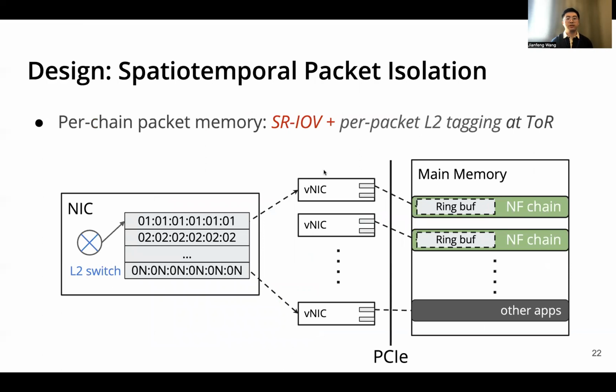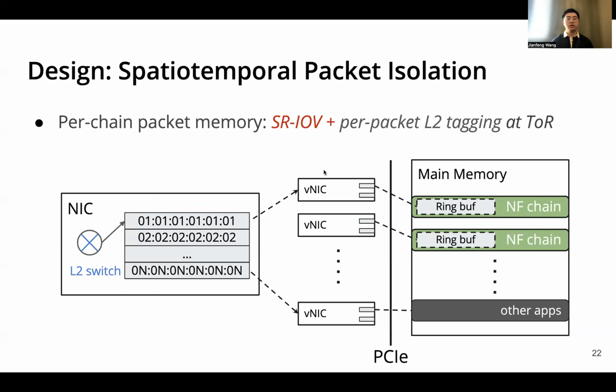On a Quadrant worker, there are many network function chains running. Each chain has its own packet memory. A new problem arises: when traffic arrives at the NIC, how can it be split into different packet memory regions?